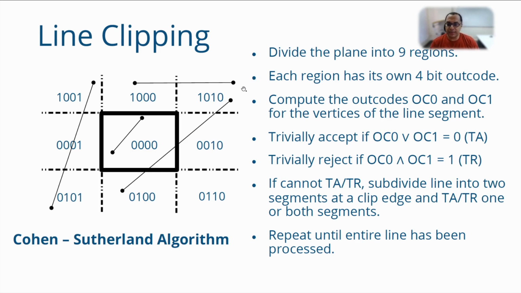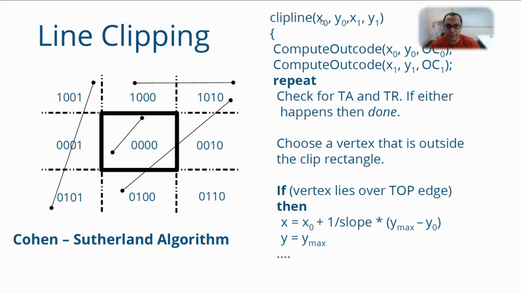Since you cannot trivially accept or reject the line, what you do instead is that you compute the intersection of this line with one of the edges. Okay, so let me take you to the algorithm. So basically you are given the 2 coordinates of a line segment, and you compute their outcodes. You check for trivial acceptance and rejection. If either happens, then you are done. Since neither happened for this particular line, you choose a vertex that is outside the clip rectangle, right?